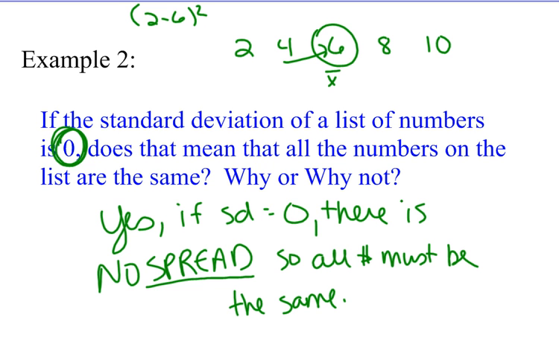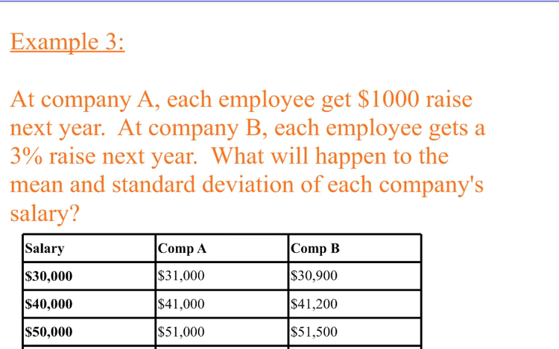Alright, so now we're going to take a look here and see how we'd use these different things. It says at Company A, each employee gets a $1,000 raise next year. At Company B, each employee gets a 3% raise next year. What will happen to the mean and standard deviation of each company's salary? So in Company A, we're adding the same amount every year. In Company B, we are multiplying by the same amount. So we're multiplying by that 0.03.